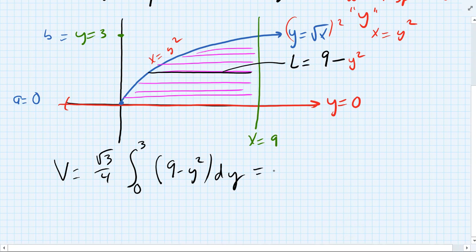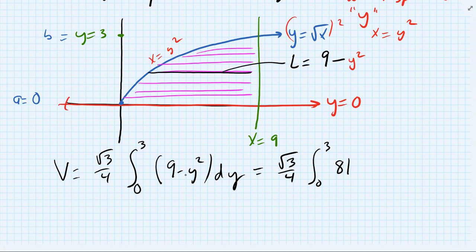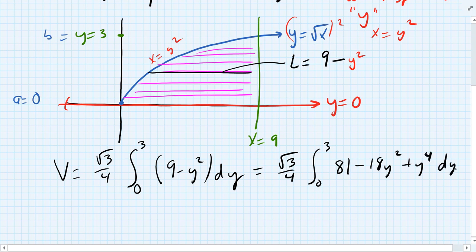Square that, so you're going to get square root of 3 over 4, integral from 0 to 3, and what's 9 squared? 81. And then, can y'all do that in your head? Because it's going to be 9 times negative y squared plus 9 times negative y squared is negative 18y squared. And then negative y squared squared is going to be positive y to the 4th dy. Is that going to be a piece of cake to integrate? It's a polynomial.